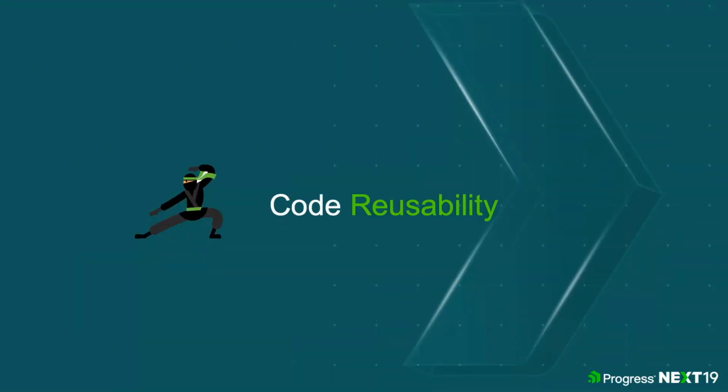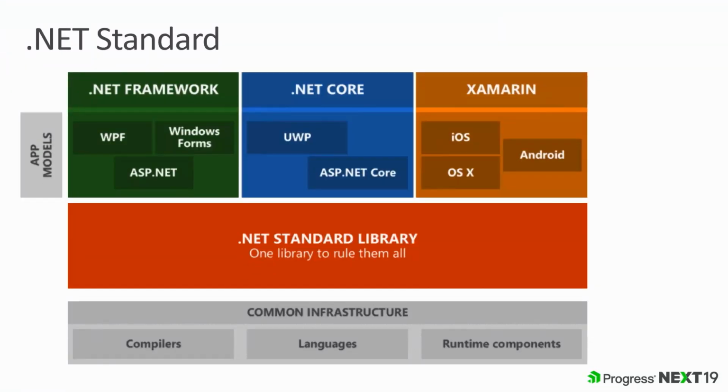You also want to have code reusability. So as you are building Xamarin apps, you want to think about what else can I do? If I'm building a Xamarin app and he's building an ASP.NET app, why can't we share more code?